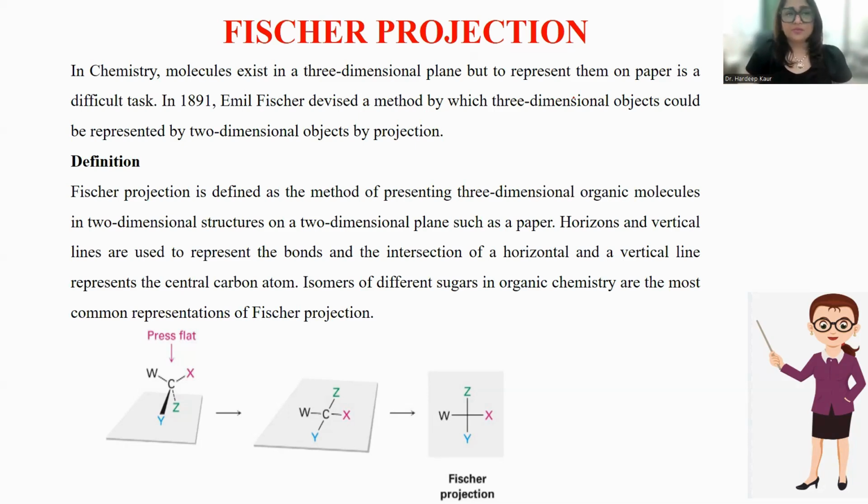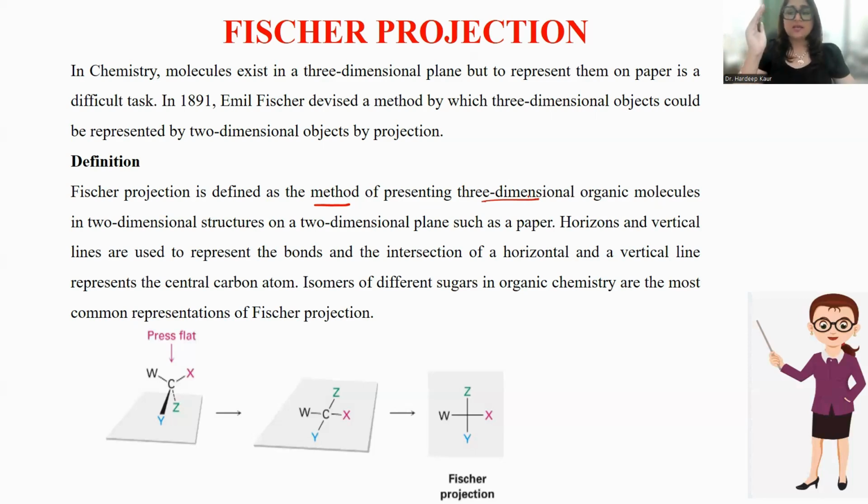So what actually happened? Molecules exist in a three-dimensional space, but to represent them on paper is a very difficult task. How will you put that molecule on paper? Paper is two-dimensional. So in 1891, Emil Fischer devised a method by which a three-dimensional object can easily be represented on a two-dimensional plane. So what is the definition? It is a method of representing a three-dimensional organic molecule as a two-dimensional structure on a two-dimensional plane, such as paper. Basically, that is the definition of the Fischer projection.